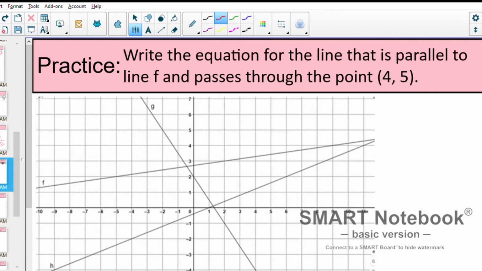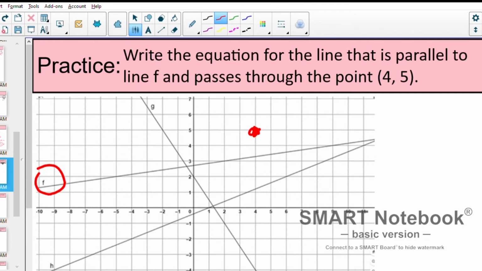These are on the back page. So our task here is to write an equation that is parallel to line F and passes through the point 4, 5. Now 4, 5 will be right here. And we're parallel to line F, which is this line right there. So we need to find our slope. We know that parallel lines have the same slope.